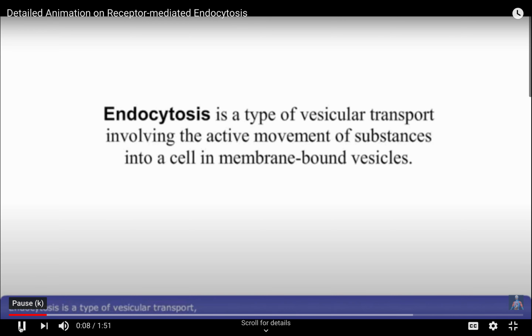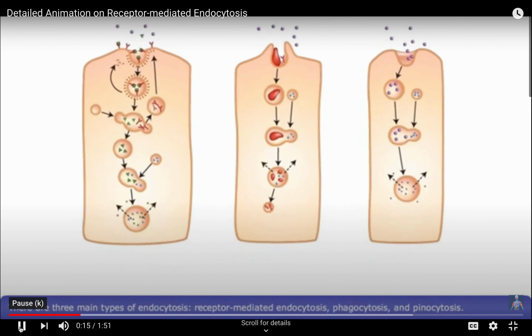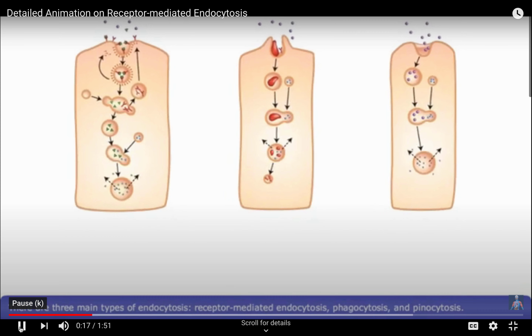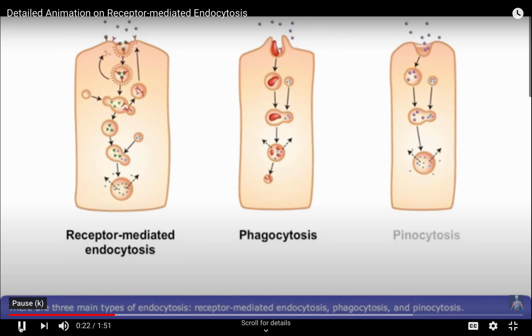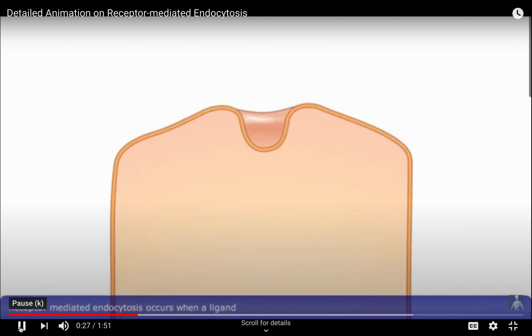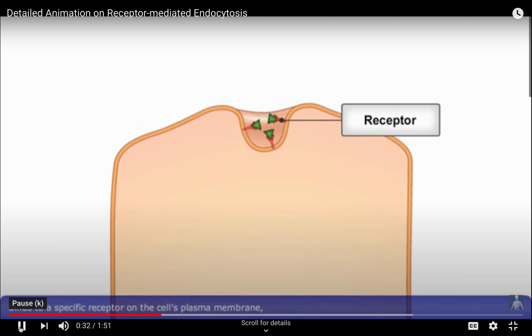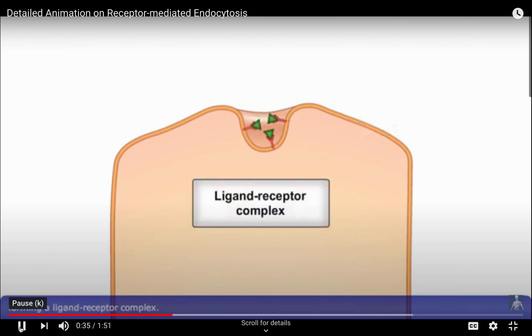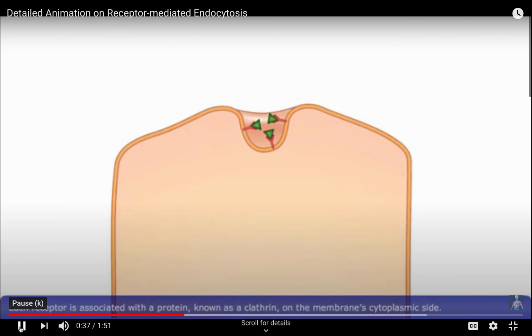Endocytosis is a type of vesicular transport involving the active movement of substances into a cell in membrane-bound vesicles. There are 3 main types of endocytosis: receptor-mediated endocytosis, phagocytosis, and pinocytosis. Receptor-mediated endocytosis occurs when a ligand binds to a specific receptor on the cell's plasma membrane, forming a ligand-receptor complex. Each receptor is associated with a protein known as a clathrin on the membrane's cytoplasmic side.